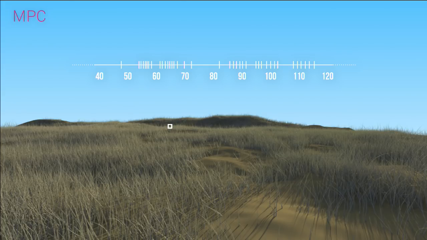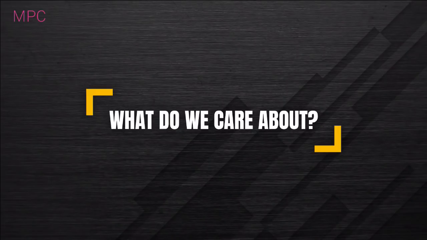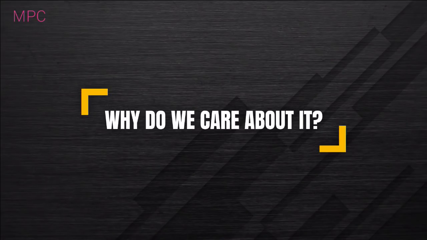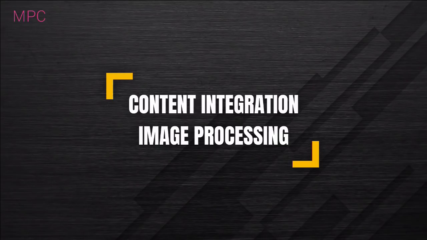So that seems like a lot, particularly if we consider this is a fairly background pixel. There's probably not going to be the predominant part of the shot. So what do we care about? Out of these 38 samples, how many do we care about? And in particular, why do we care about them? The two main reasons that we render deep images at all is for content integration and for further image processing.